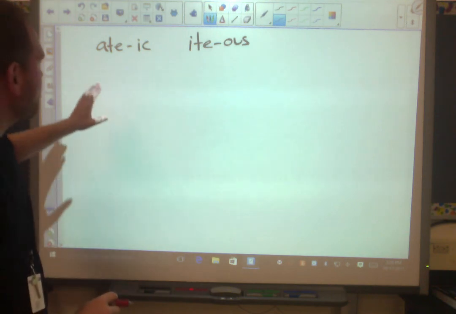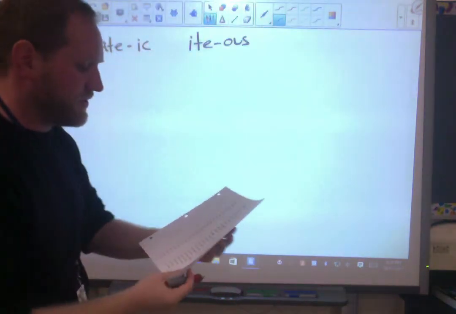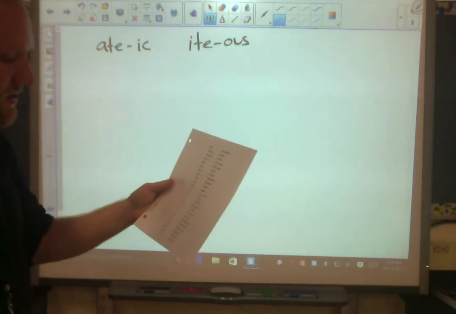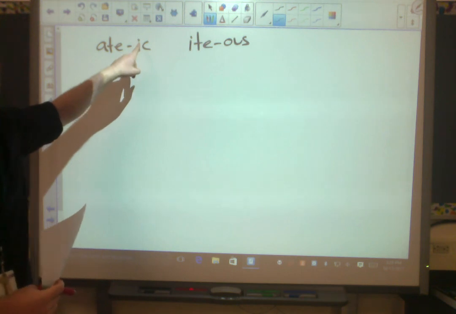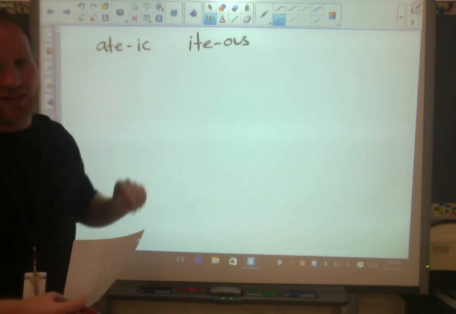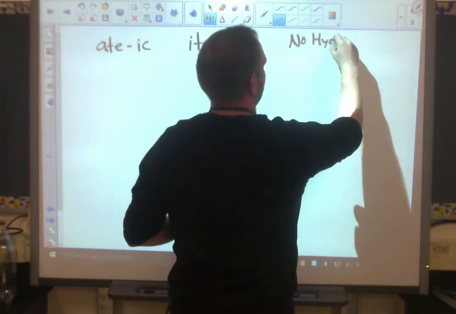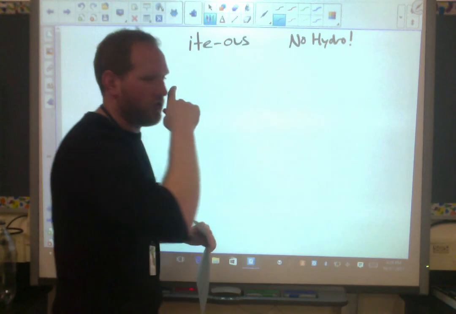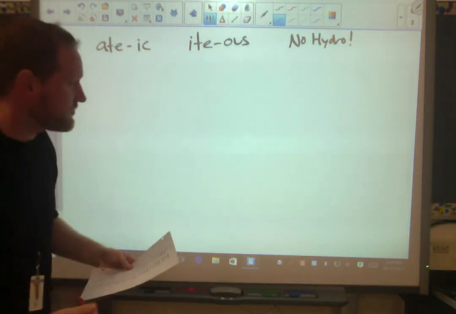You'll notice that all of your polyatomic ions here that contain oxygen either end in ate or ite. Your ates are going to become your ic acids. Your ites are going to become your us acids. And the key here is this: no hydro. No hydro. For oxyacids, you do not say hydro. So let's go through some examples.